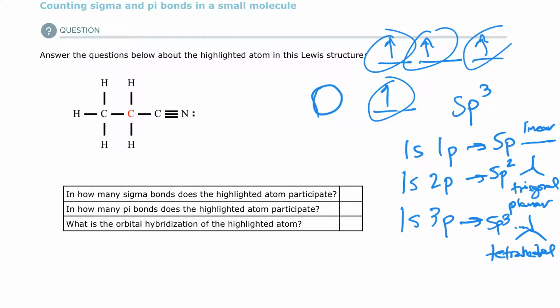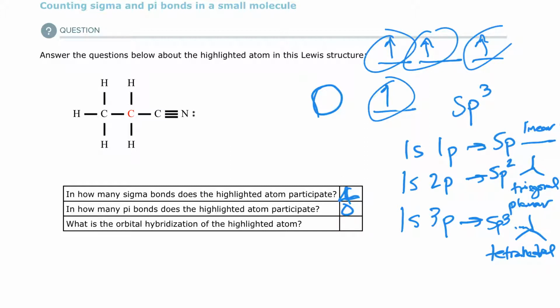All right, so between these two pieces of information, you should be able to answer the question. First question says, how many sigma bonds does the highlighted atom participate in? Remember, sigma bonds are single bonds, overlap. So I've got one single bond here, another here, another here, another here. So I have 4 sigma bonds. How many pi bonds does the highlighted atom participate in? Well, there are no double bonds here. There are no triple bonds here. So there are 0 pi bonds. Pi bonds are only for multiples.